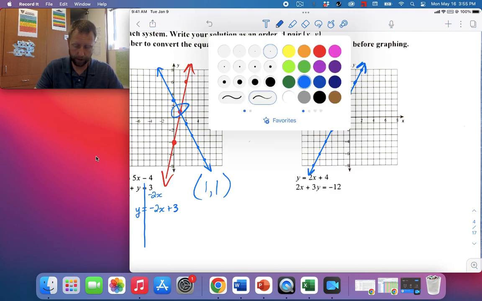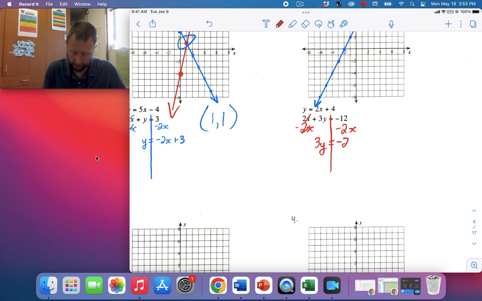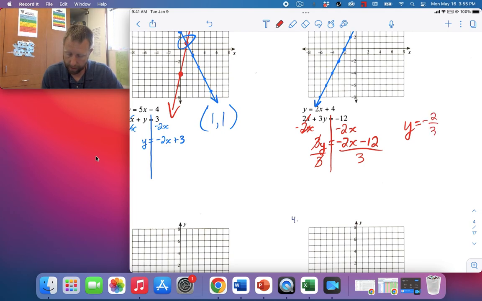I'll do the second equation in a different color, and I need to solve for y. So I'm going to draw my wall. I'm going to start by getting rid of the x term. I'm going to subtract 2x from both sides. That leaves me with 3y equals, and then I put the x term first, negative 2x, and then I bring down the constant, negative 12. Y isn't by itself yet. I have to divide everything by 3, and that gets me y equals negative 2/3 x, and then negative 12 divided by 3 is negative 4.